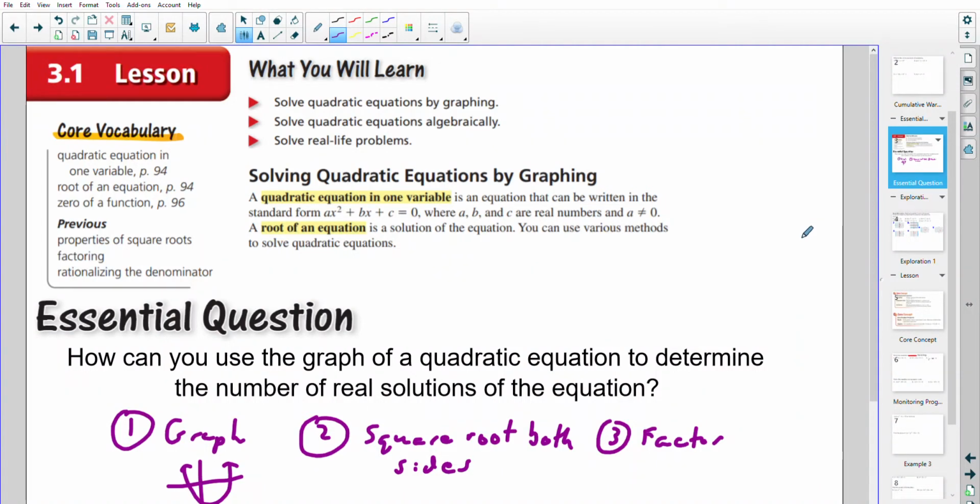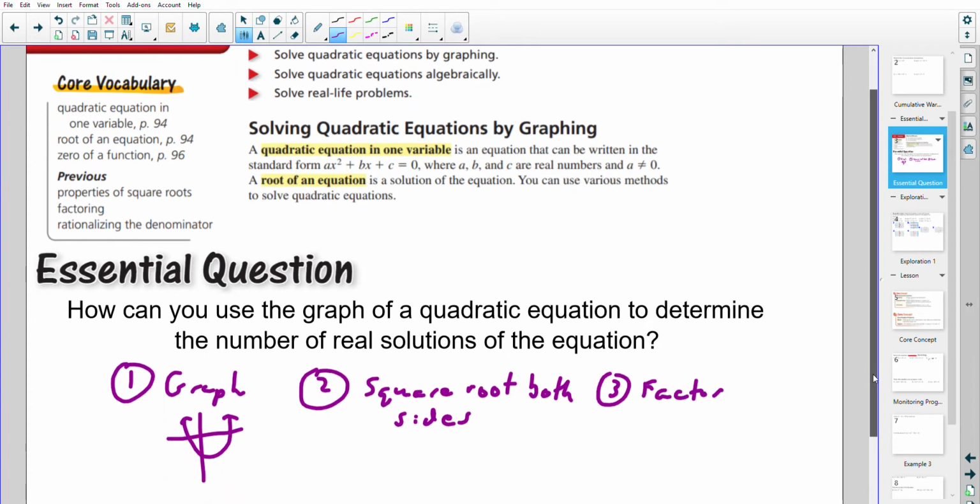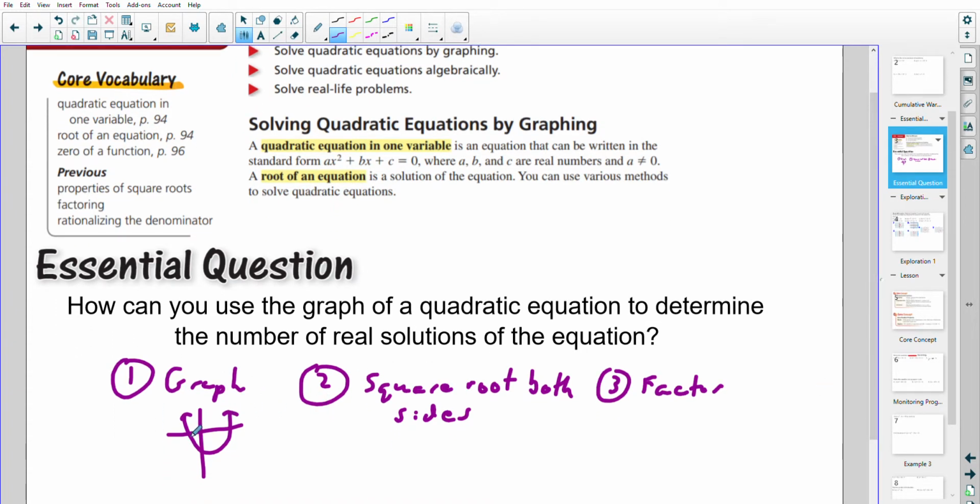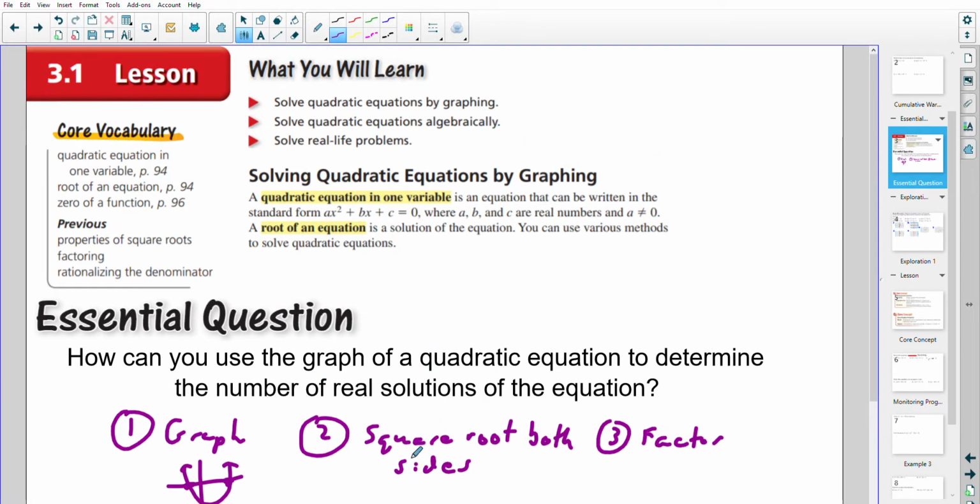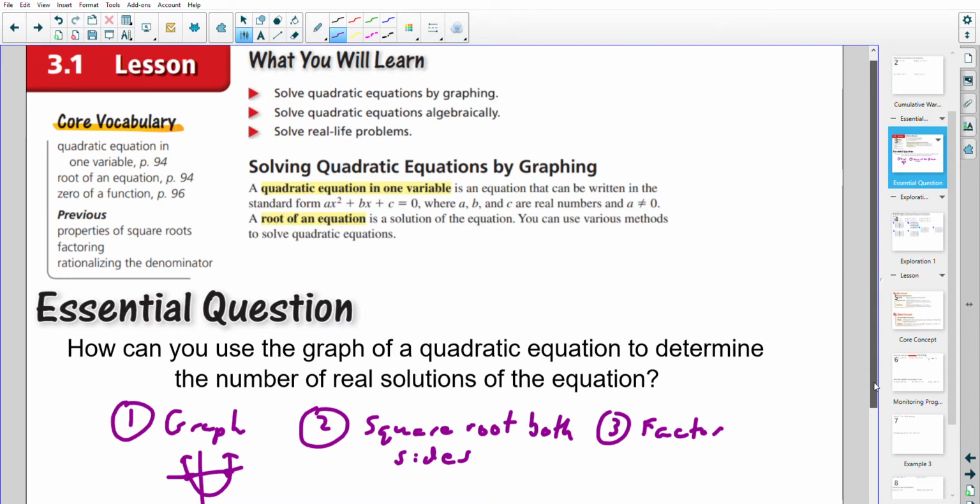Section 3.1, solving quadratic equations. We're going to solve them by graphing. When you solve a quadratic equation by graphing, the zeros, the x-intercepts, are actually your answers. You can also solve a quadratic by taking the square root of both sides, and you could also solve a quadratic equation by factoring and setting the factors equal to 0 and solving.